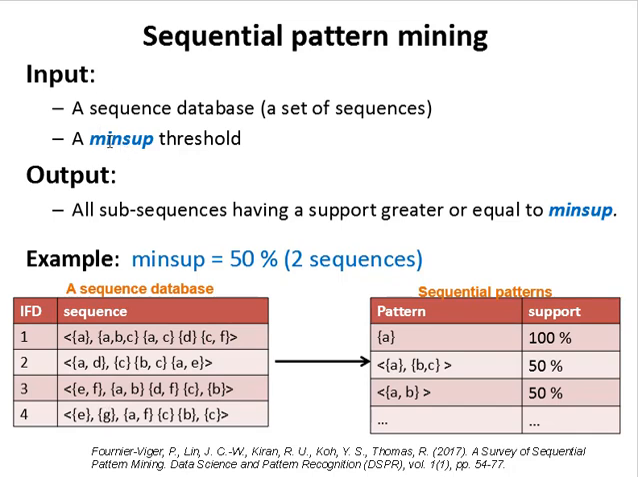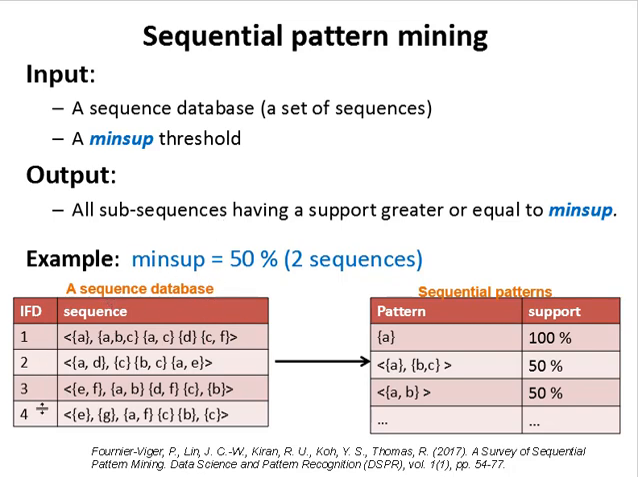And the user needs to set a minimum support threshold, like minimum frequency. And the output is all the subsequences that have a support greater or equal to the minimum support. That means all the subsequences that appear at least minsup times in the database. So let me show you this with the example at the bottom.